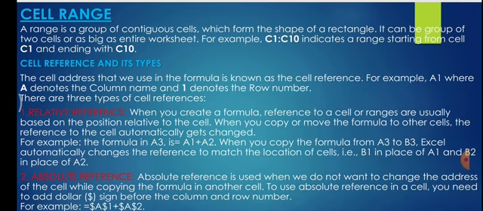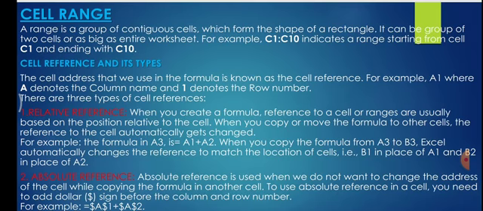Cell reference and its types. The cell address that we use in the formula is known as the cell reference. For example, A1 is a cell address where A denotes the column name and 1 denotes the row number. There are 3 types of cell references. First is relative reference.